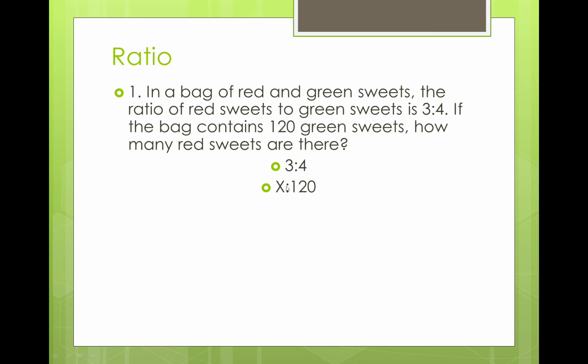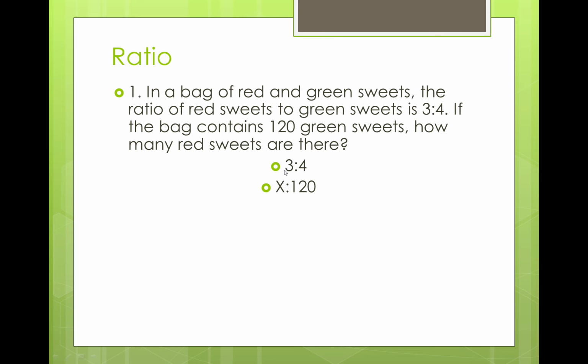As we can see here, from the ratio of 3:4 of red to green, the actual number is x is to 120, where the 120 is for the green sweets corresponding to this 4 here, while x corresponds to the red sweets corresponding to this 3 in this ratio.